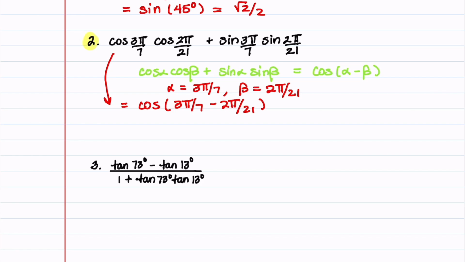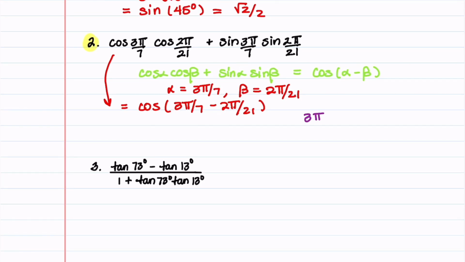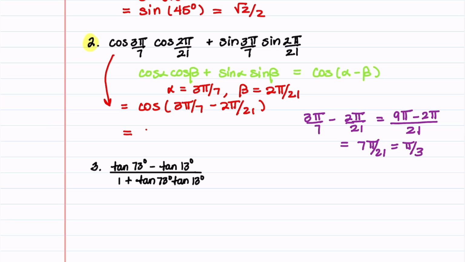Let's do a little arithmetic off to the side here. We have 3 pi over 7, and we're going to subtract 2 pi over 21. We can get a common denominator of 21. So the 3 pi gets multiplied by 3, so this gives us a 9 pi on top, minus 2 pi, and this is equal to 7 pi over 21, which nicely reduces to pi over 3. Our expression is then equal to cosine pi over 3, which is equal to 1/2.